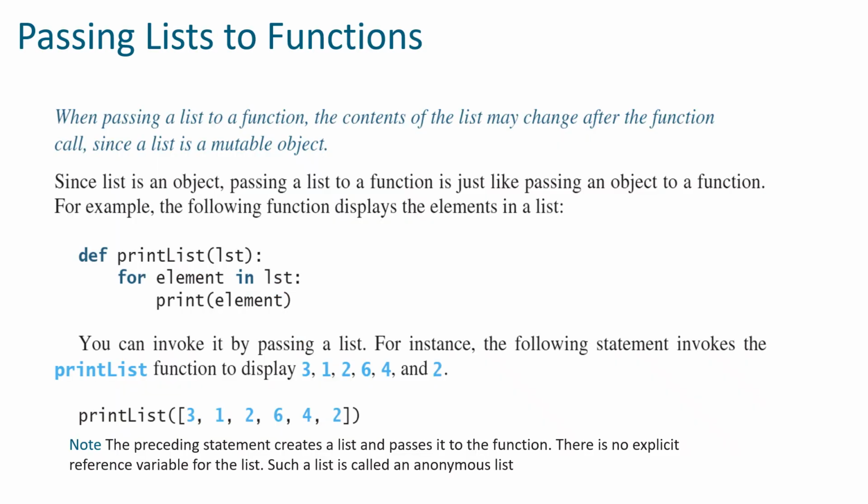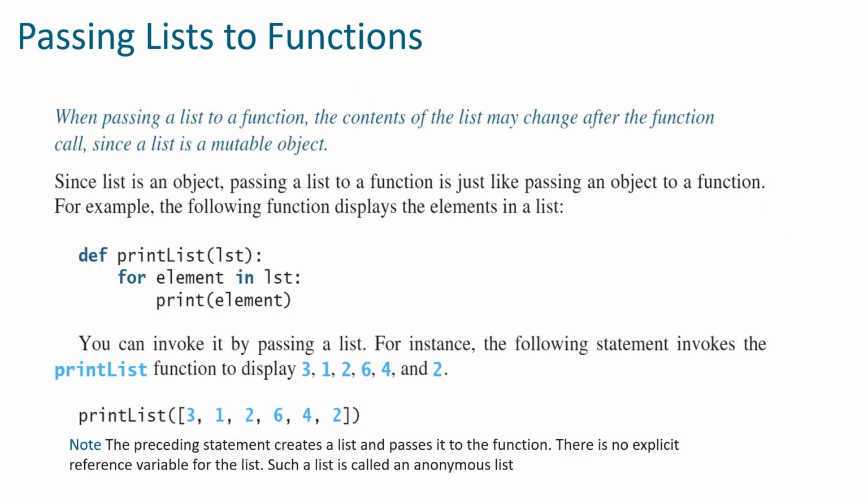Passing lists to functions. When passing a list to a function, the contents of the list may change after the function call, since a list is a mutable object. Since a list is an object, passing a list to a function is just like passing an object to a function. For example, the following function displays the elements in the list. Here the function name is printlist: def printlist(lst): for element in lst: print(element). So you can invoke it by passing a list. A list is passed into the function as an object.